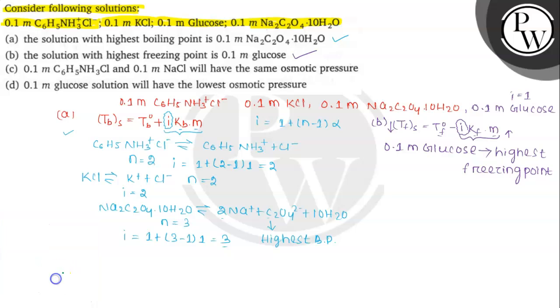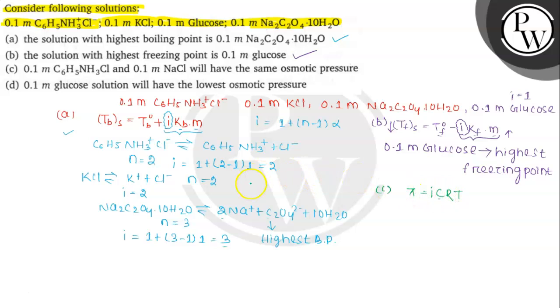Now option C. Option C says 0.1 molality C6H5NH3Cl and 0.1 molality NaCl will have the same osmotic pressure. We know that osmotic pressure is pi equals i C R T, where i is the van't Hoff factor, C is concentration, R is the universal gas constant, and T is temperature. That means these three remain constant. It only varies according to the van't Hoff factor.